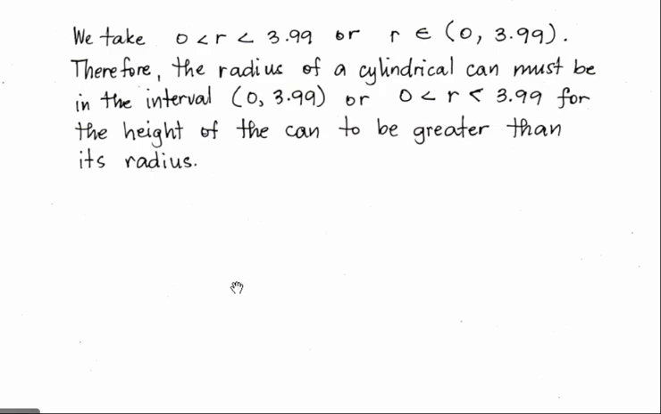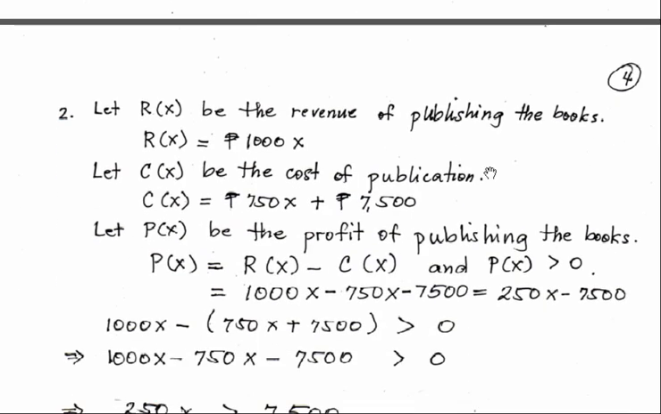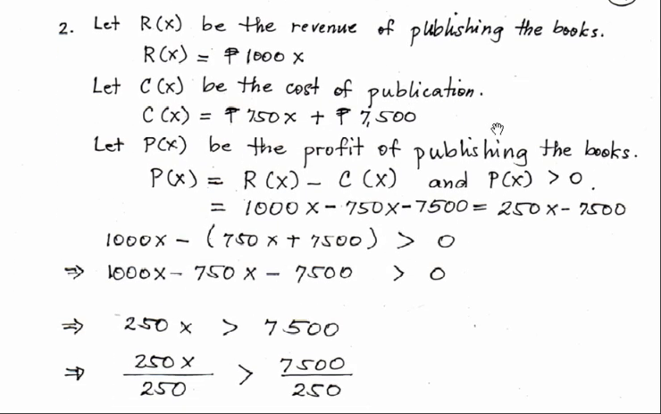So for the solution to number 2, we have here the term revenue. We let R of x be the revenue of publishing the books. It says there that it's worth it for Mr. Cruz if the company can sell the book for him at less than 1,000 pesos. So the boundary, or the ceiling price, is actually 1,000 pesos. So let's say the book costs 1,000 each, because that's the ceiling for Mr. Cruz to decide if he goes for the contract or not.